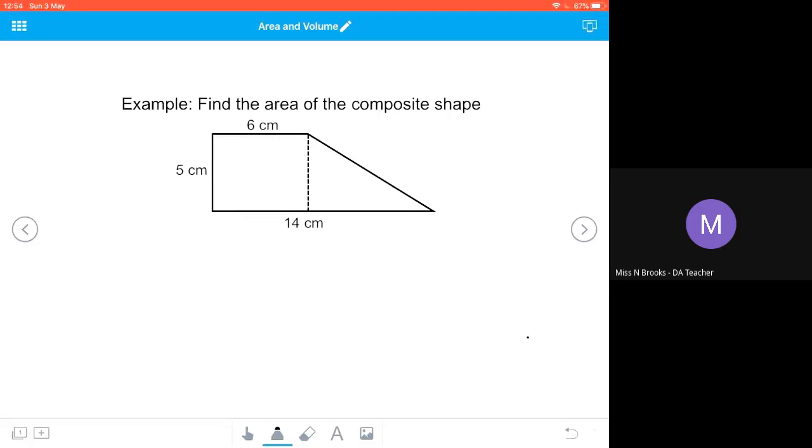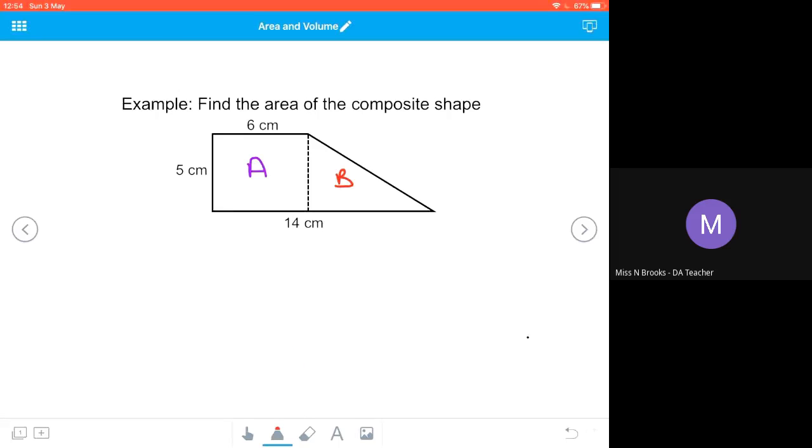Now, some of you may recognize that as a trapezium, and that's great, and you could go ahead and use a trapezium formula. Or you could split it up into two triangles and work out the composite shape doing it that way. But you can see that a dashed line has been put into this shape in order for us to split it up into a rectangle and a triangle. So let's call the rectangle A, and we'll call the triangle shape B.